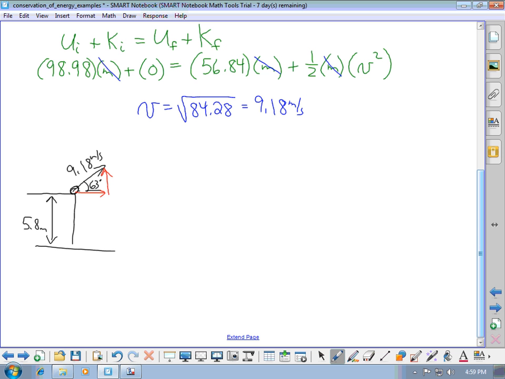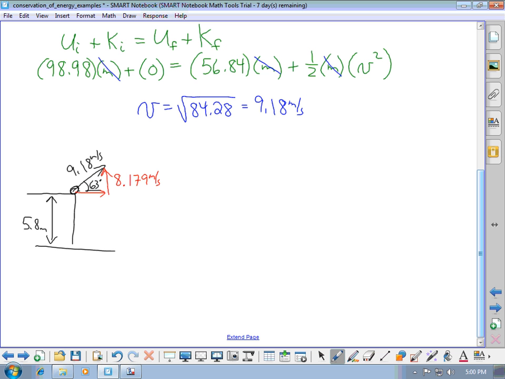Again, we had this happen. There were several times when we did kinematics problems where we had to break it up into different pieces, and the ending velocity from the first piece became the starting velocity for the second piece. So this is nothing different. So if I find the y component of that velocity, so 9.18 times the sine of 63 degrees, I get that the vertical velocity when she leaves the end of the slide is 8.179 meters per second.